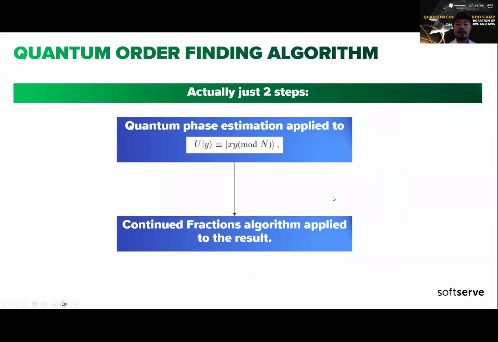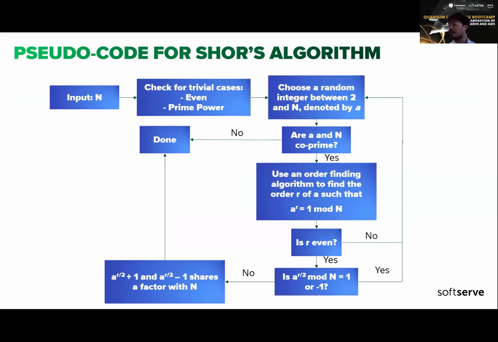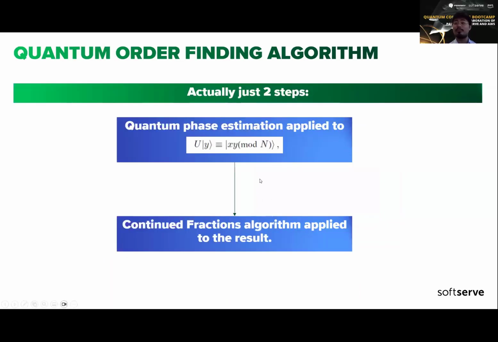The order finding algorithm is really just two steps. One is that we have this unitary that we can apply, and the second part is the continued fractions algorithm. I will not be going through the continued fractions algorithm because this is also a completely classical part. So as you can see, with the entire Shor's algorithm there are so many parts, but really only one step requires a quantum computer. Everything else just requires a classical computer.